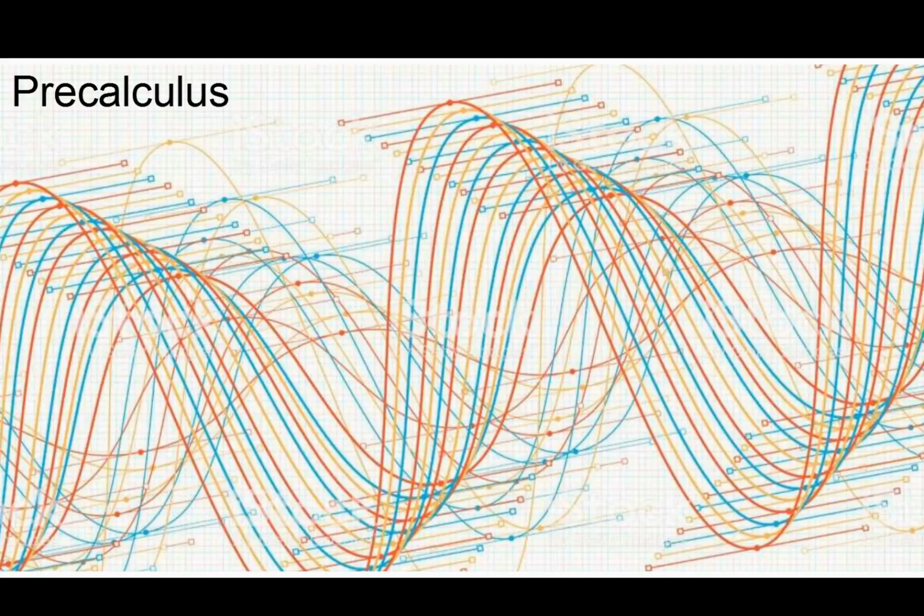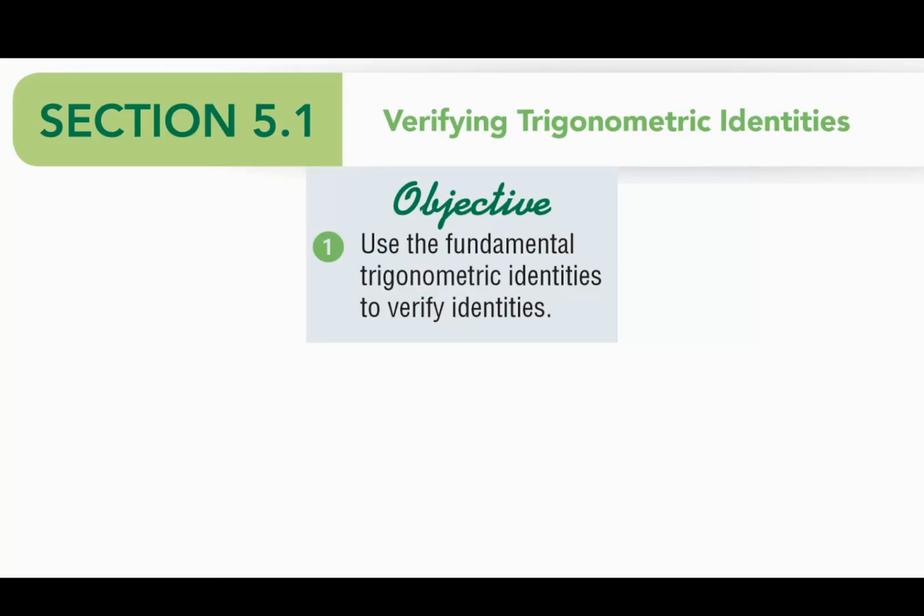Welcome to Online Precalculus. Today's section is 5-1, Verifying Trigonometric Identities. This section only has one objective: we're going to use fundamental trigonometric identities to verify other identities. This section is probably one of my favorites. It's a lot of fun because we're going to be taking the different identities that we'll look at in a second and using them to manipulate other equations to get the two sides to be equal. We're like solving a puzzle.